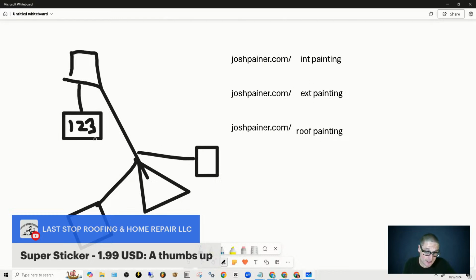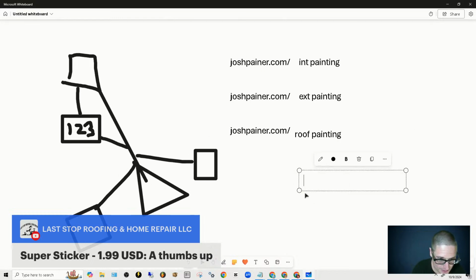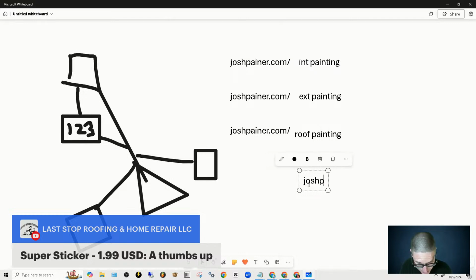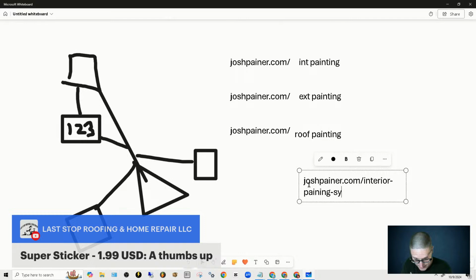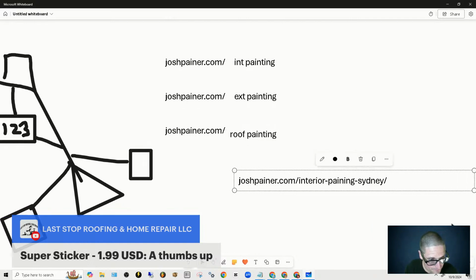So if I'm on the interior painting page, I'm going to internally link to interior painting Sydney. Here's how you're going to lay it out, just like this: joshpainter.com/interior-painting-sydney. Just like this.